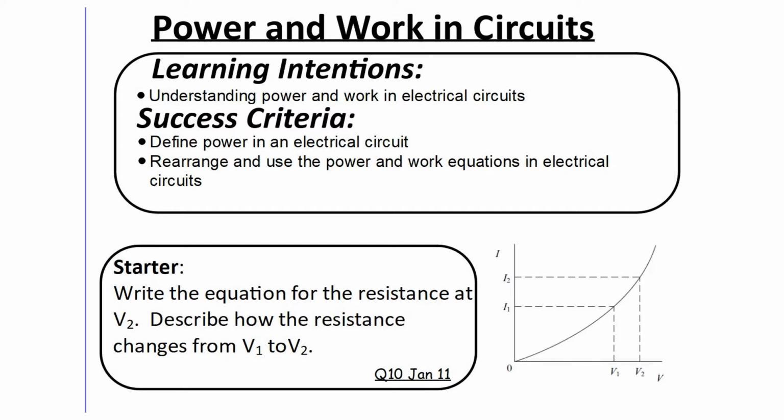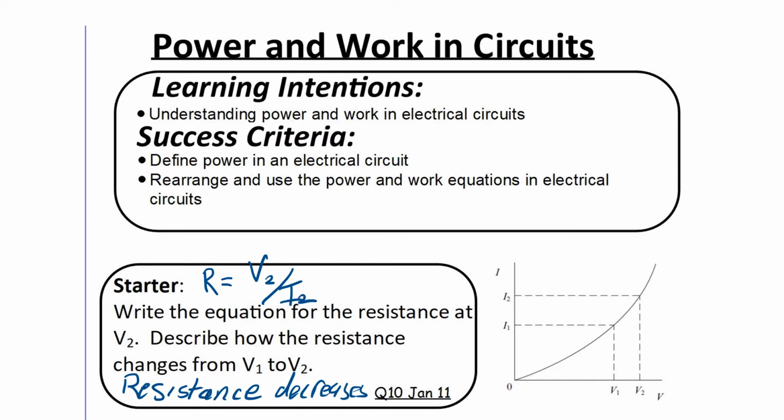There's a starter question here. Write the equation for resistance at V2, looking at the graph shown. Describe how the resistance changes from V1 to V2. Pause the video and have a go at that. The equation for resistance is V divided by I. So in this situation the resistance at V2 is going to be equal to V2 divided by I2.